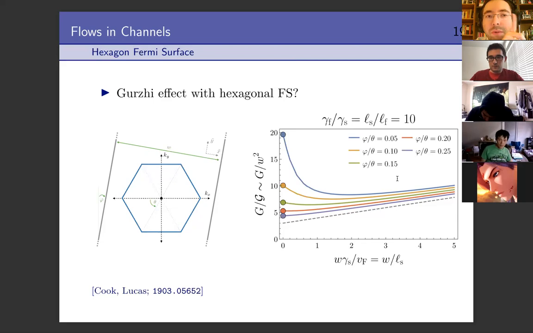Okay, maybe I have one more question. I know you mentioned that you hope that you could apply this to the strange metal, but what about the pseudo gap? I don't know that much about the pseudo gap regime, so I'm not sure I should say anything.